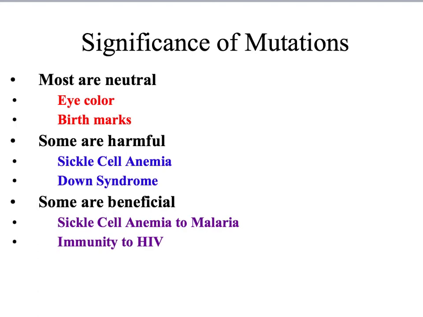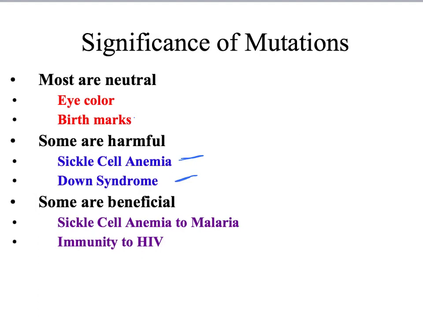Neutral mutations might be eye color or birthmarks. Yes, that is a mutation. For those of you that have a birthmark, you know you've got a mutation. Your eye color, it's hard to tell whether your particular eye color is a mutation or not, but it could be. Harmful mutations would be sickle cell anemia and Down syndrome. I've got a picture of Down syndrome in a second. But beneficial, sickle cell anemia to malaria.